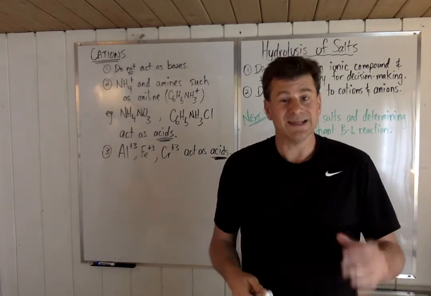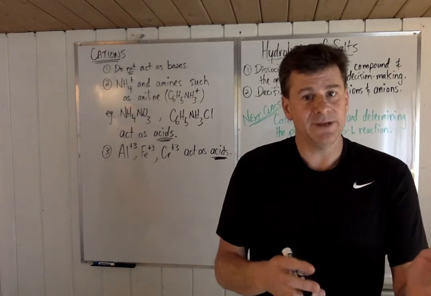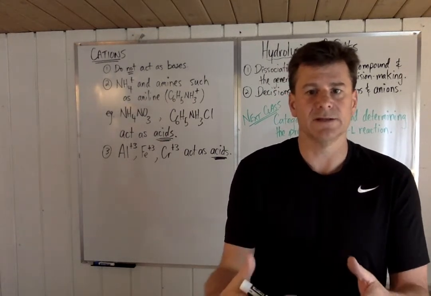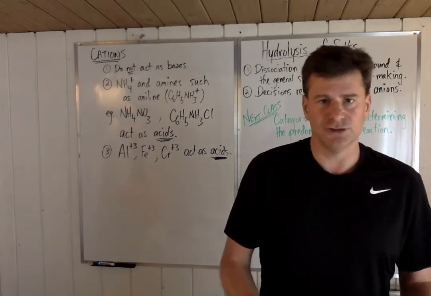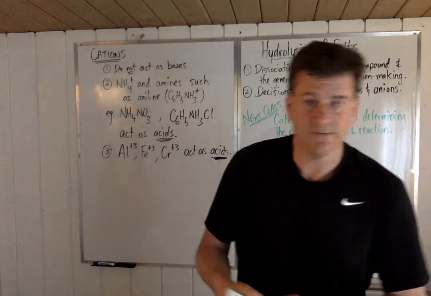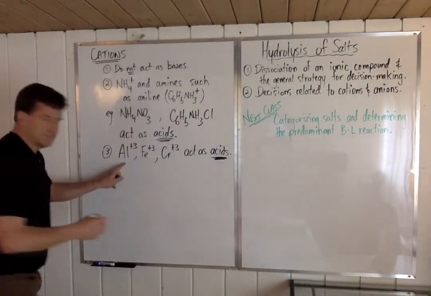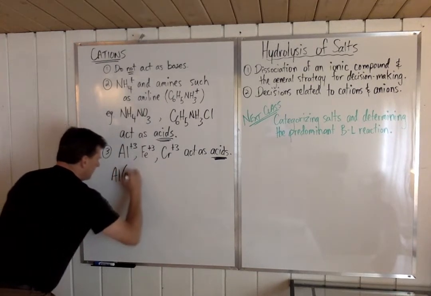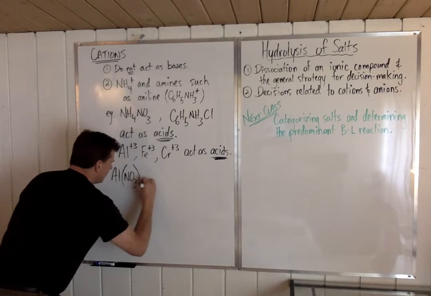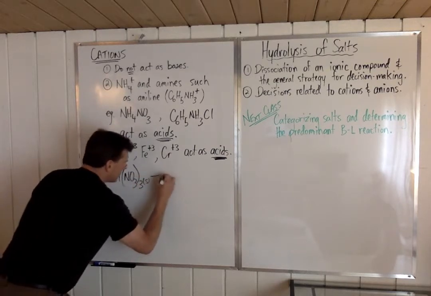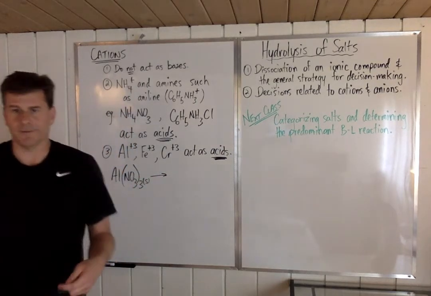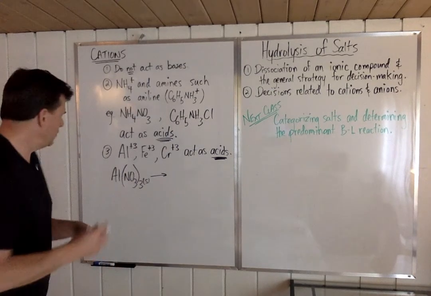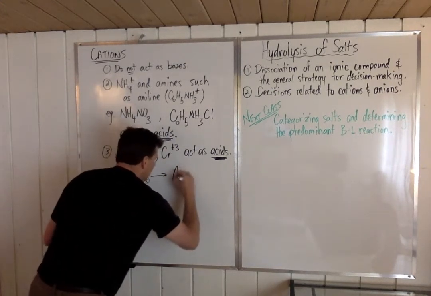Well, it's kind of like there's an intermediate step. As soon as these things form in solution, let's pretend you had a solution of aluminum nitrate. I throw that into water, and nitrate is soluble with all cations, so you end up getting aluminum ions.